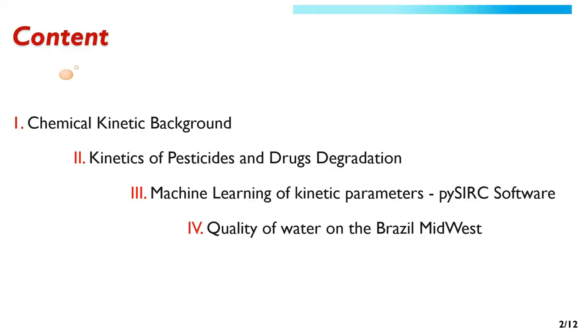First, I will introduce some points in my presentation. First, a brief formalism of chemical kinetics. Second, the application of this formalism to problems in my region, specifically kinetics and drug degradation processes. Afterwards, I will discuss the application of machine learning to predict chemical kinetic parameters in degradation processes, and a condensed platform to calculate this information that is made available on the internet. And last, I will connect the quality of the water in my region at some specific points with the degradation process, with the problem of pesticide degradation.